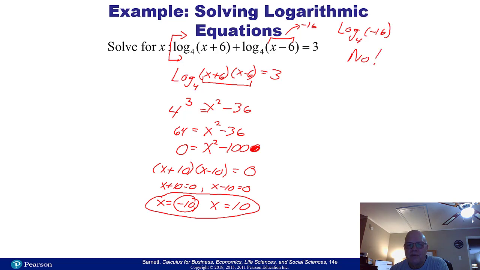No. We can't take logarithms of negative numbers. They have to be positive. That means that this answer we got down here is disqualified. Better yet, we think 10 is a good solution, but you better check it.